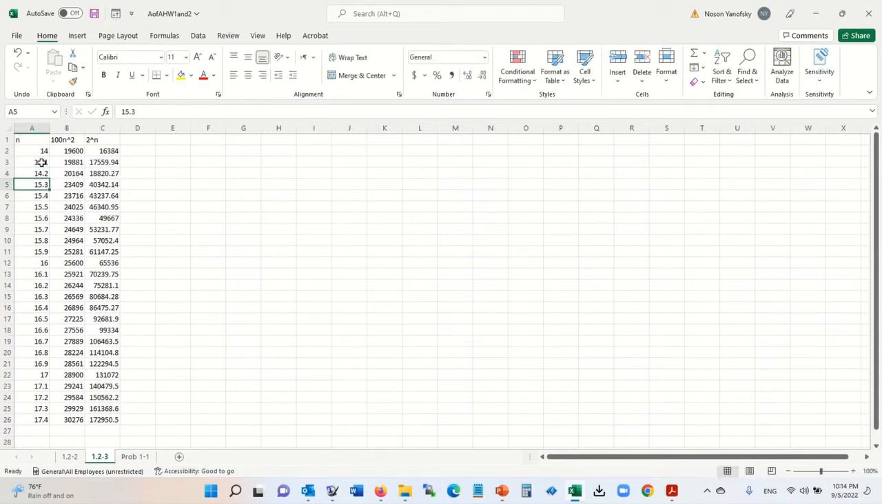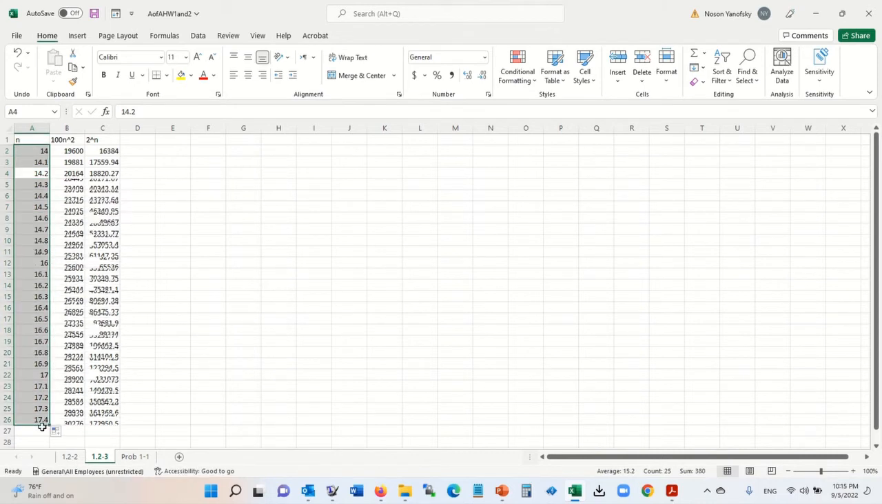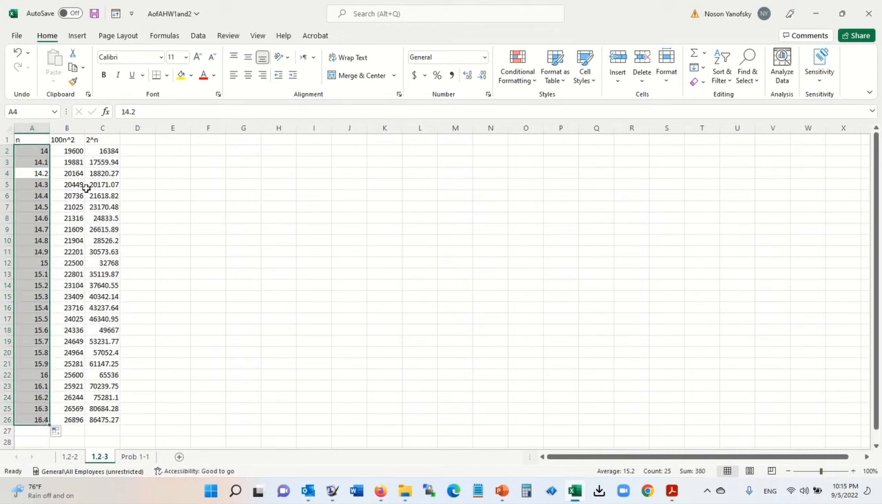14.2. Okay, let's copy this. Okay, let's continue the pattern. And automatically this is all adjusted. Let's see, this is 18,000, this is 20,000. This is 20,000, this is 20,400. This is 21, this is 20.